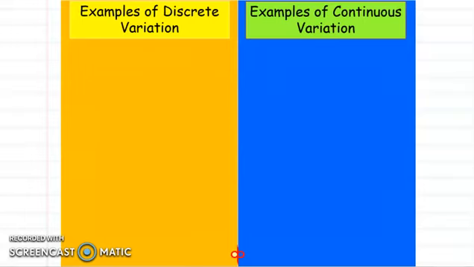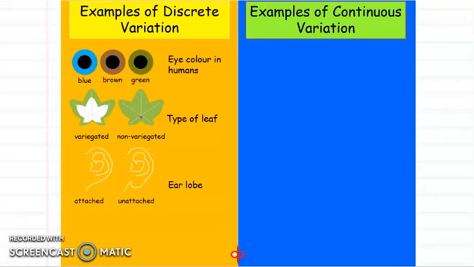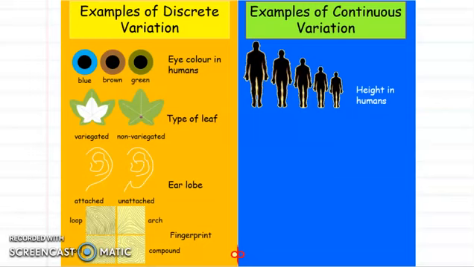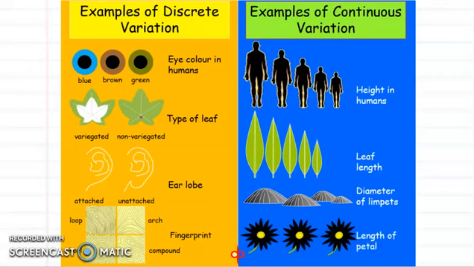If we have a look at different examples of discrete and continuous variation, for discrete variation: eye color in humans, type of leaf, either variegated or non-variegated, earlobes, either attached or unattached, and fingerprints, for example, either a loop, an arch, a whorl, or compound. Examples of continuous variation, as we said before, covering a range of values, are height in humans, leaf length in plants, diameter of limpets that you may find on the seashore, and, for example, the length of different petals.